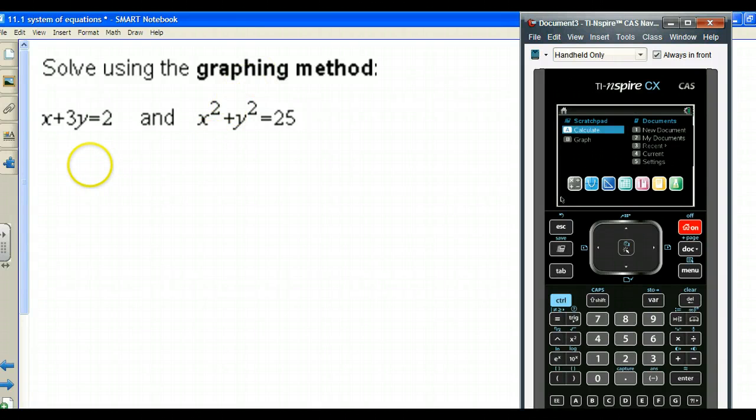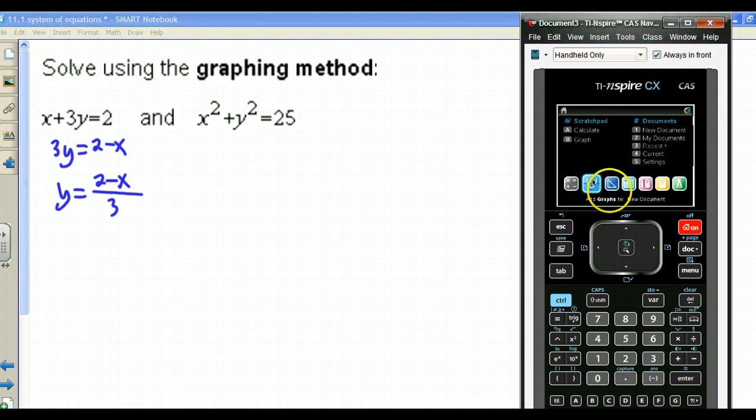Okay, so if you want to solve these kinds of more complex equations using the graphing method, you'll still have to solve them for y. So here you get 3y equals 2 minus x. So y equals (2 minus x) over 3. Okay. Good. So I'm going to come over here to the graph.